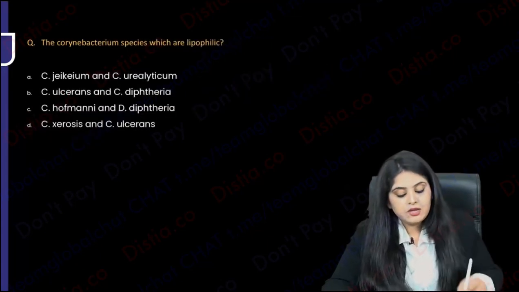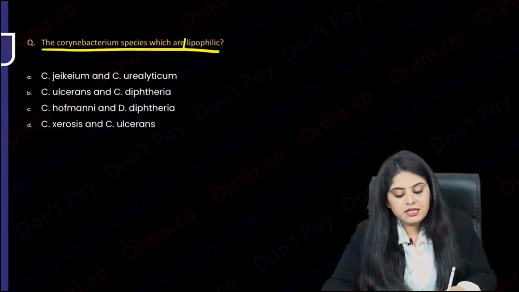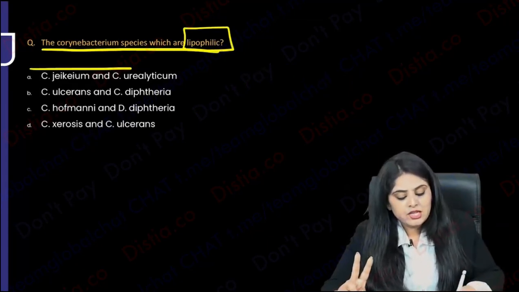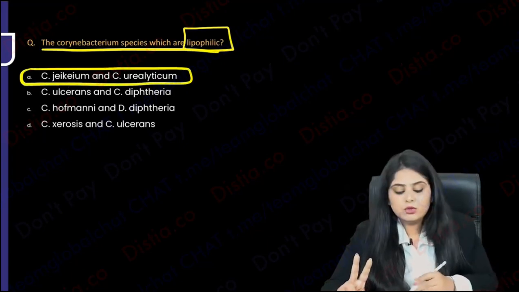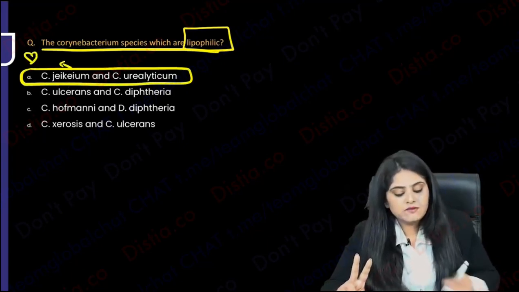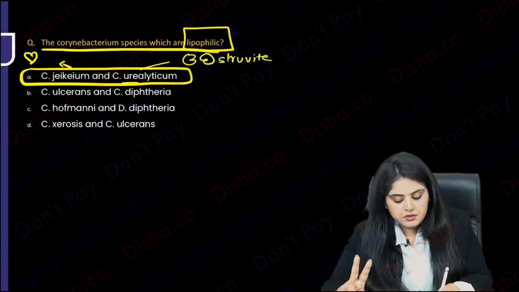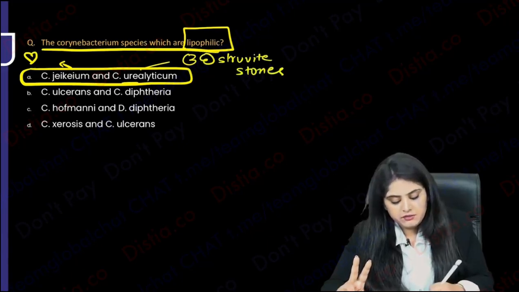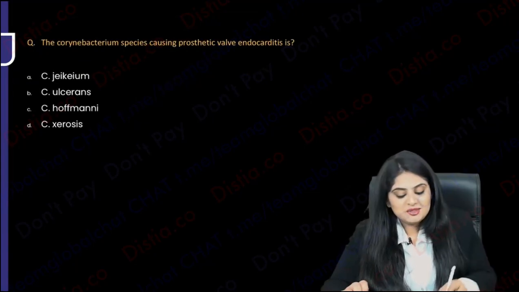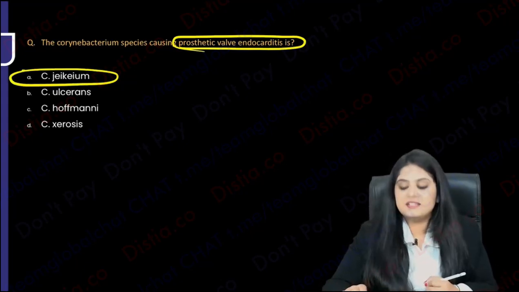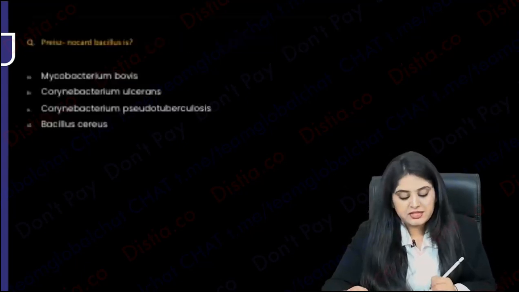Which of the following Corynebacterium species are lipophilic? For lipophilic, I told you everyone was non-lipophilic except for two: jeikeium and urealyticum. Do you also know what they cause? Jeikeium was causing prosthetic valve endocarditis. The urea organism was causing struvite stones in the kidney, right? Okay, let's proceed forward. The Corynebacterium associated with prosthetic valve endocarditis, we just told you: jeikeium causes it. Next one.